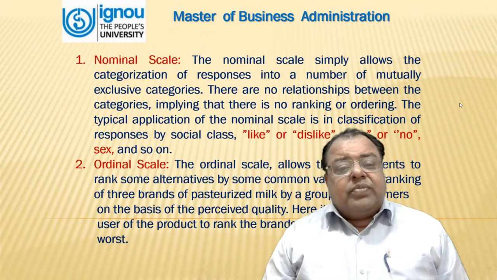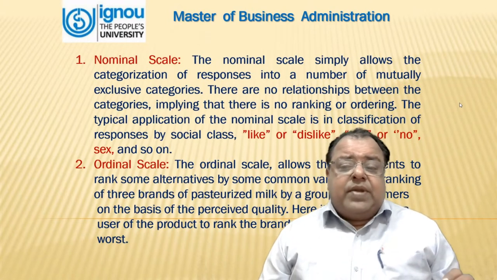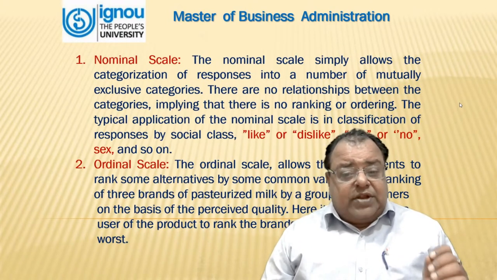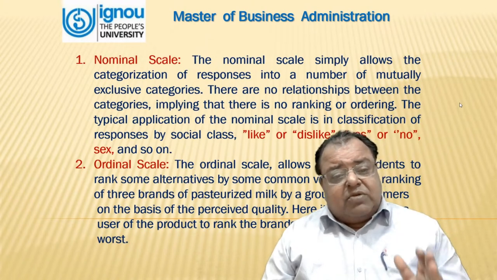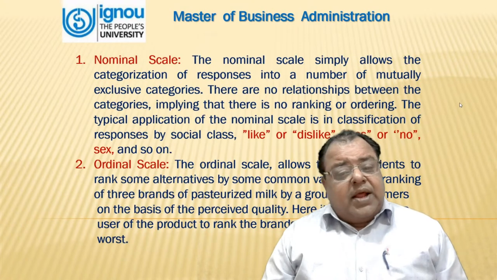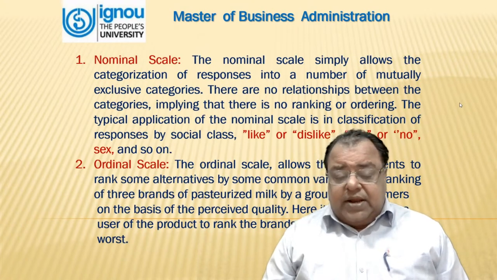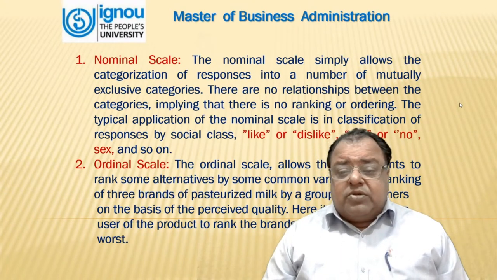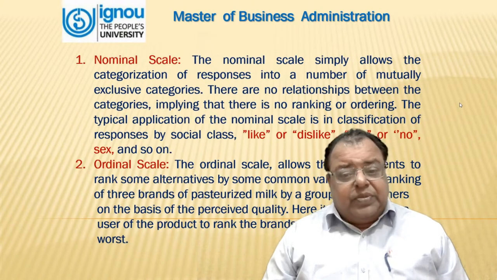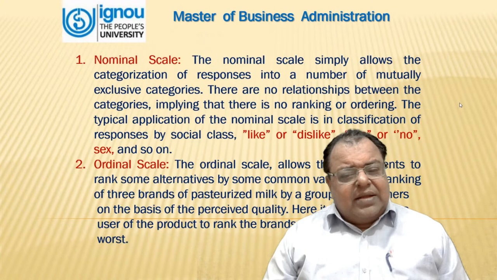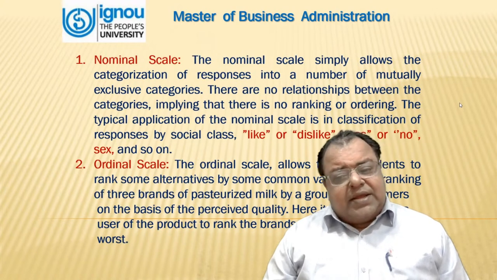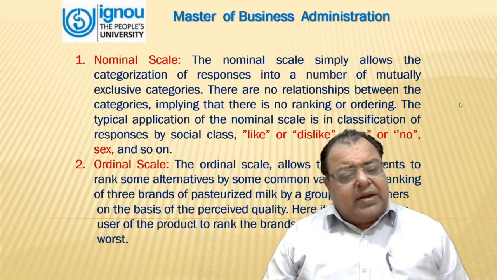Nominal scale. The nominal scale simply allows the categorization of responses into a number of mutually exclusive categories. There is no relationship between the categories, implying that there is no ranking or order. The typical application of the nominal scale is in classification of responses by social class, like or dislike, yes or no, and so on.